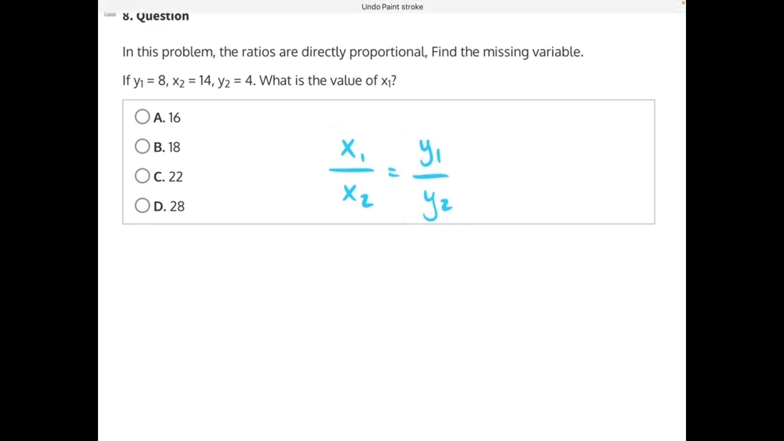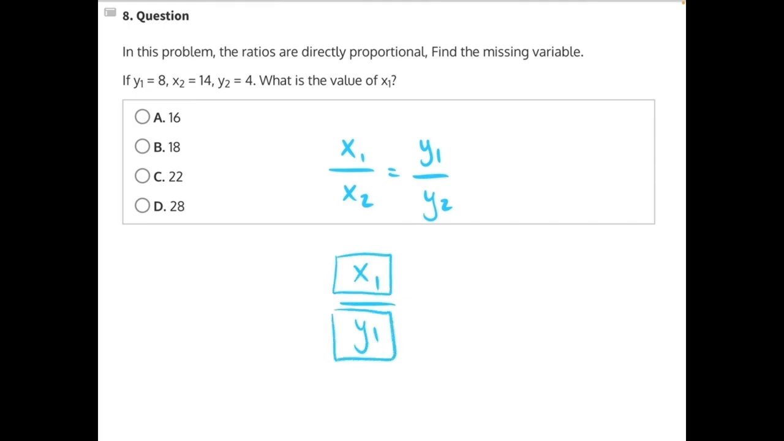The other way you could do it is say x1 is to y1, so here we just have the first of each coordinate. We have our first x and our first y are proportional to our second x and our second y. These are both proportional to one another.